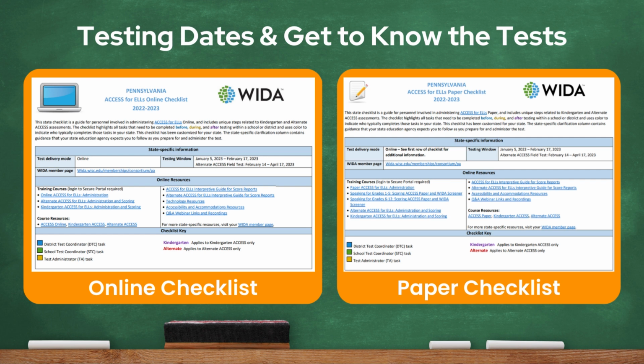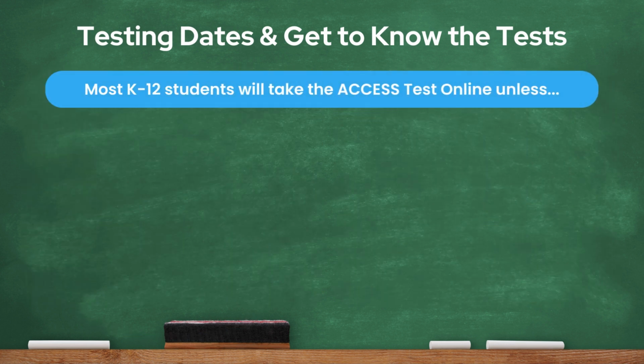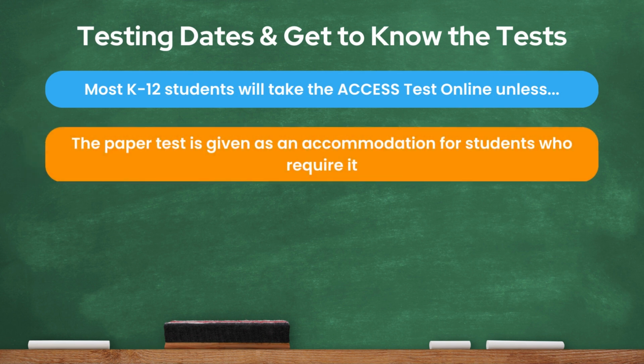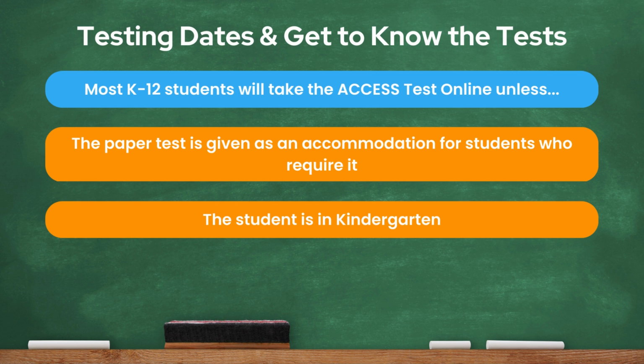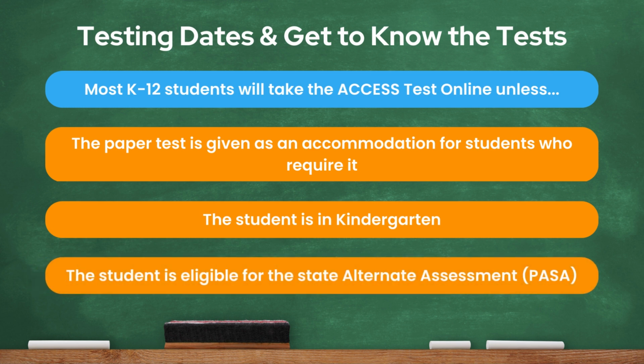The majority of 1st through 12th grade Pennsylvania students will take the Access for ELLs online, unless an accommodation is required. Then the paper-based version of Access for ELLs for grades 1 to 12 is given. Please check the guidelines as to who is eligible for the paper-based version. The paper test is also given to kindergarten students, and any student that is eligible for the State Alternate Assessment, PASA, is eligible for the alternate Access for ELLs.